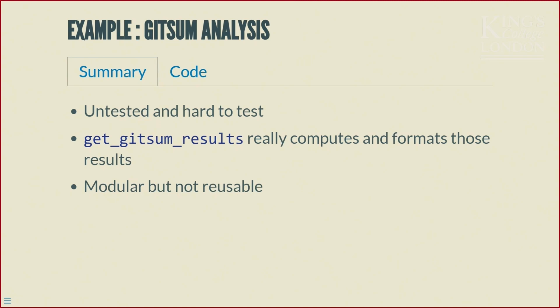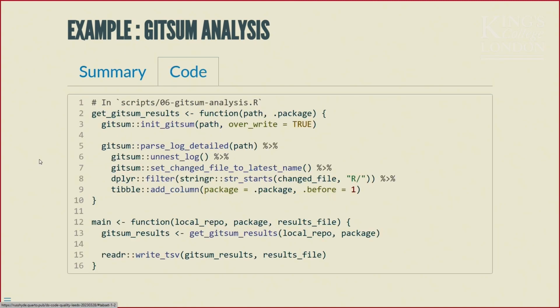So this is an example function from one of those projects. What this does is it analyzes the Git commit history of a repository. Gitsum, the package, was written by someone else. And what it does is it takes a repository defined by a path and creates a kind of log of the changes to that repository that is then stored inside the repository. Then, in order to use that within R, we have to read that log back in using parse log detailed, and then we do a little bit of dplyr type, data manipulation type stuff.